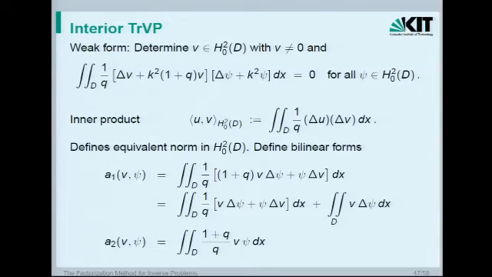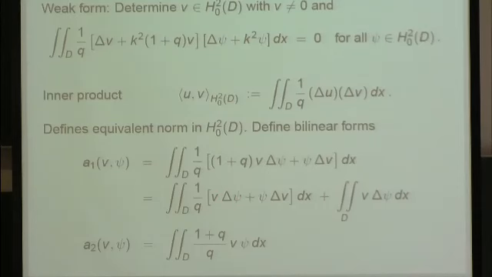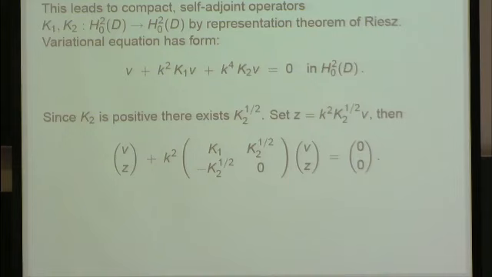Here you see A2 is symmetric, apparently, and A1 is also symmetric. If you interchange V and psi, it gives you the same. And if you change V and psi, that also gives you the same by Green's second theorem. You can put the Laplacian on the other function, and it's the same, because the boundary data of psi and V vanish on the boundary of D. So these are self-adjoint forms.